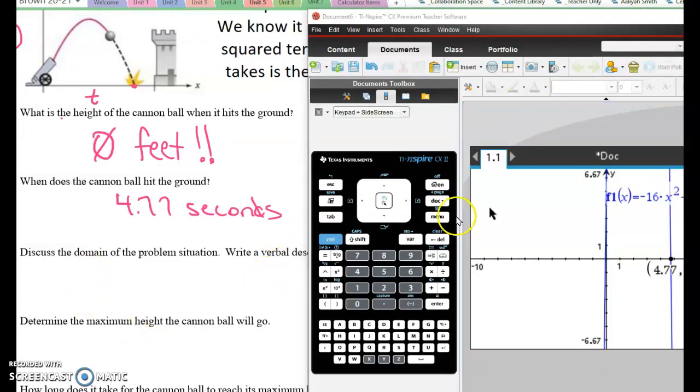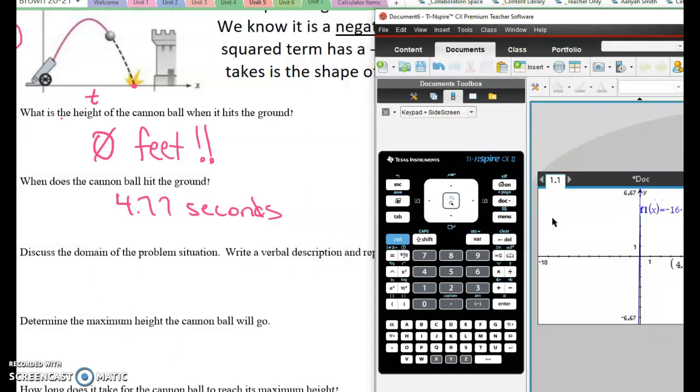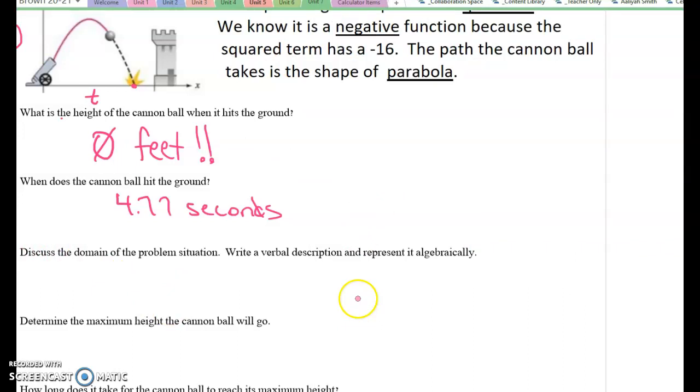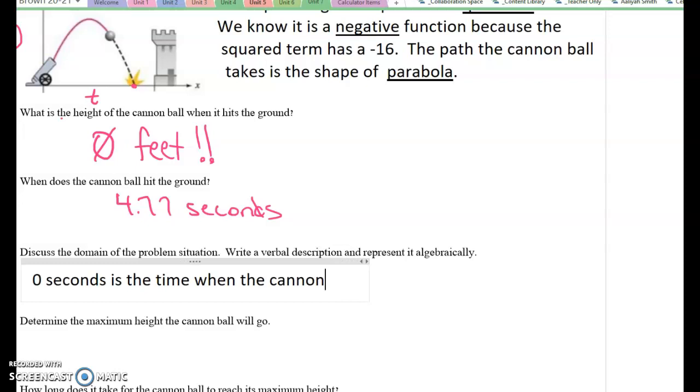So we need to discuss the domain. Okay, let's talk about the domain. Now we know that domain is our x values, right? All right, so let's talk about that. We need to write a verbal description and represent it algebraically. Okay, so let's write a verbal description first. So when is it fired? At what time is it fired? Okay, at 0 seconds. 0 seconds is the time when the cannonball is fired.